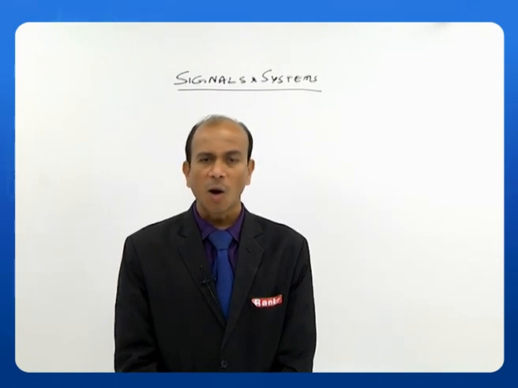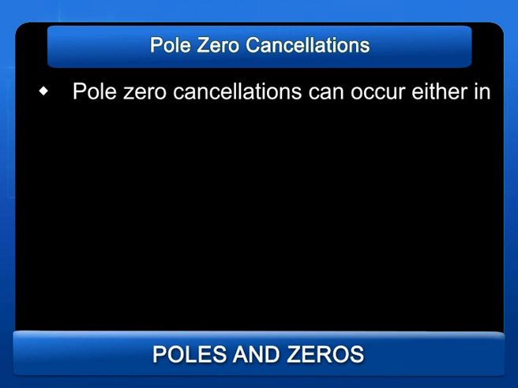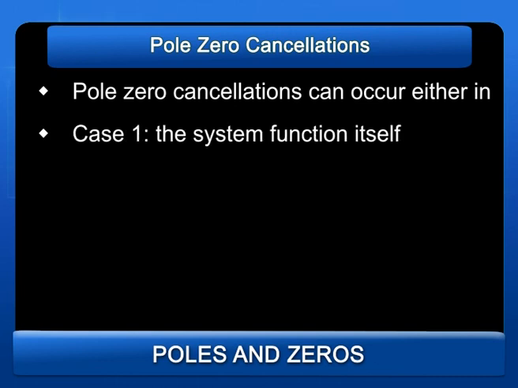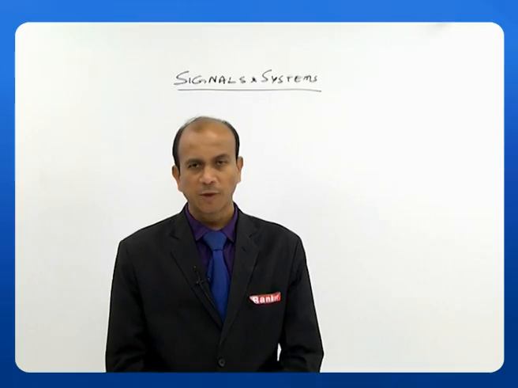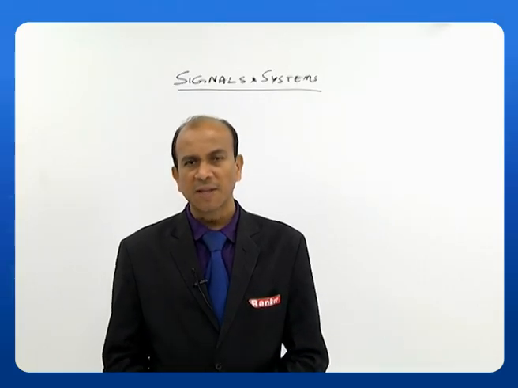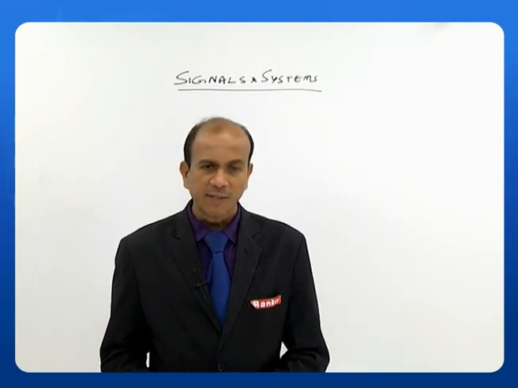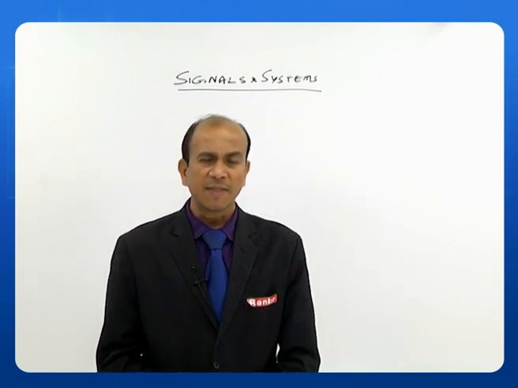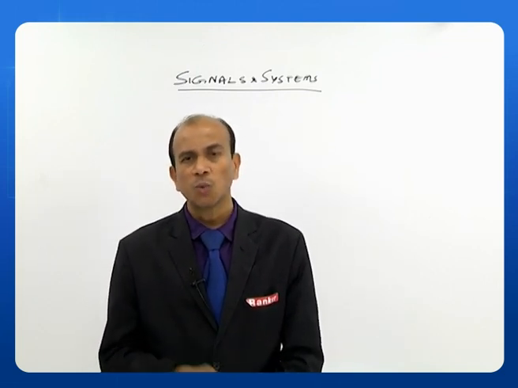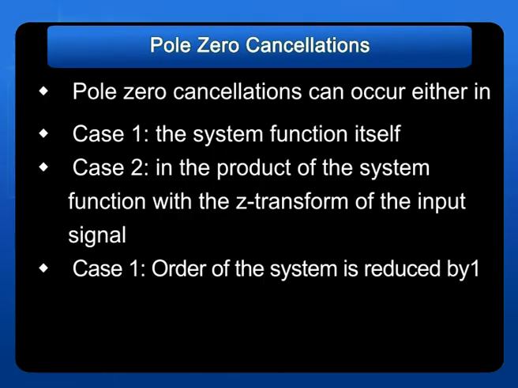Now we can talk about how a pole-zero cancellation can occur. Pole-zero cancellations can occur either in case 1, the system function itself, or case 2, in the product of the system function with the Z transform of the input signal. So the system itself can enable the cancellation of zeros and poles, or I can have the system function multiplied with the Z transform of the signal, and then also I can get a case where these two can be cancelled.